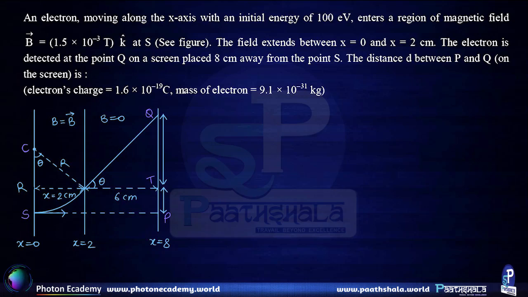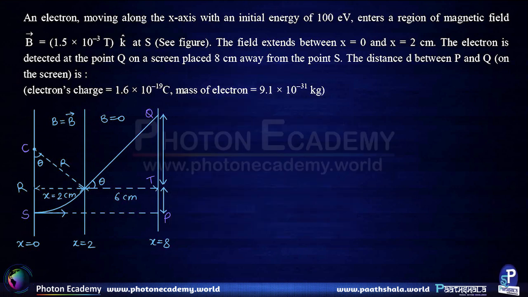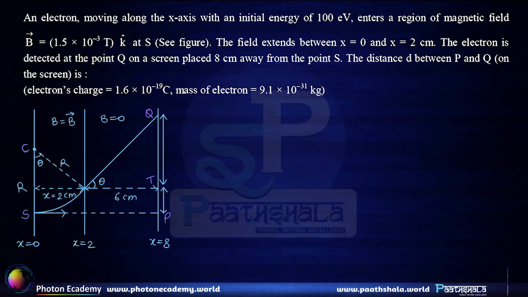An electron moving along the x-axis with an initial energy of 100 electron volts enters a region of magnetic field B equals 1.5 × 10^-3 Tesla k cap at S. The field extends between x equals 0 and x equals 2 centimeters. The electron is detected at the point Q on a screen placed 8 centimeters away from the point S. The distance d between P and Q on the screen is.